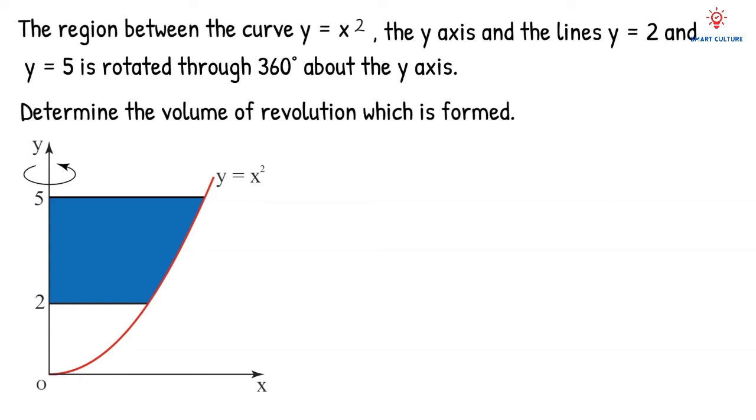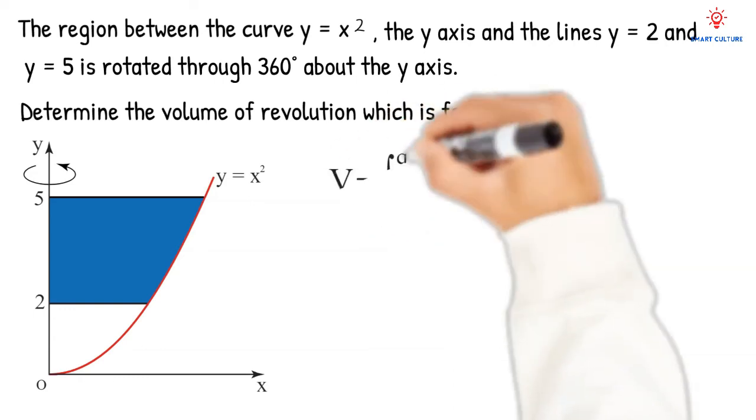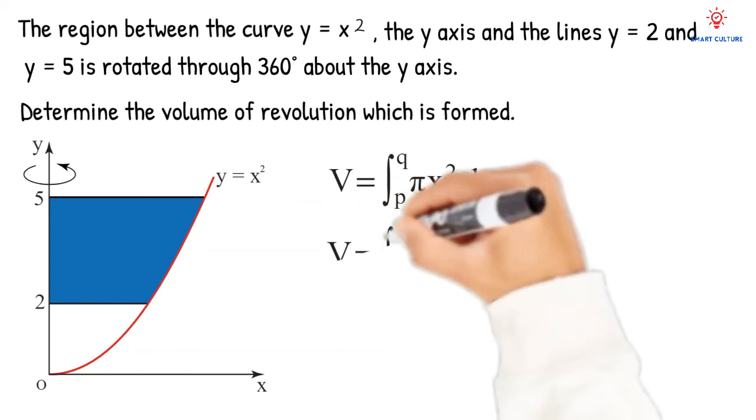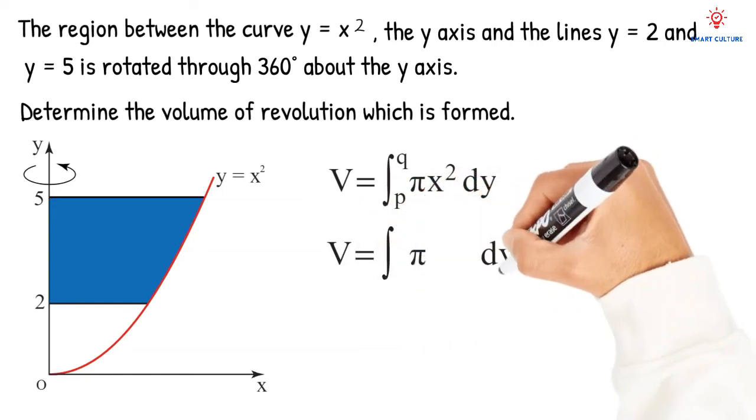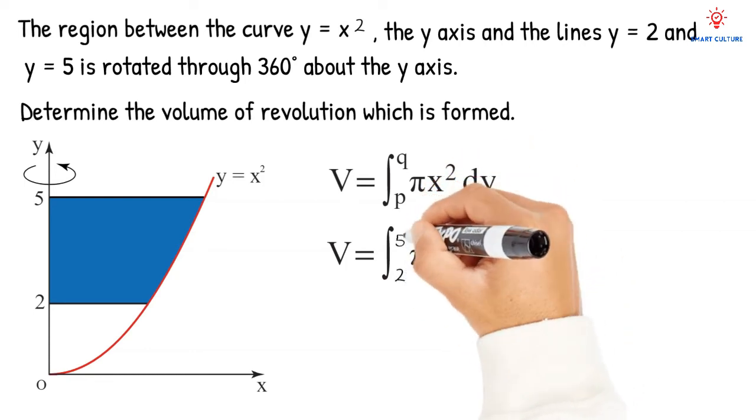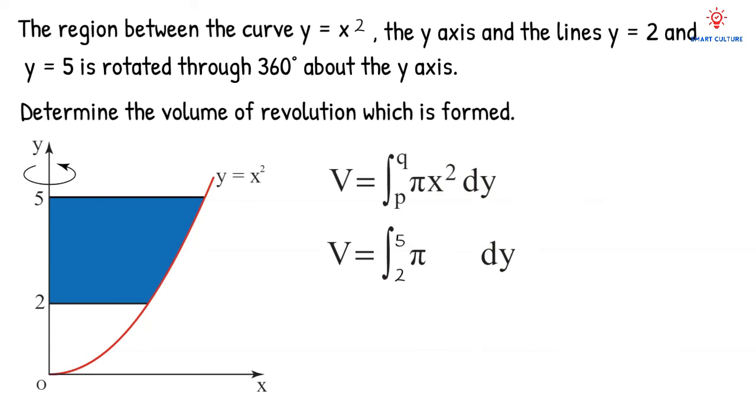Again, we'll start with the formula. So you can write down the formula. Remember, we have the values for P and Q. The information is given in the question. So you can replace P and Q. You can write 2 and 5. Here is the function, so let's plug that into the formula as well. So now we have the integral from 2 to 5 pi y dy.